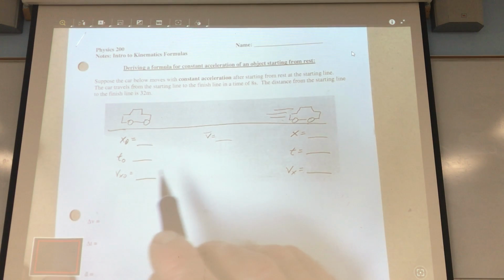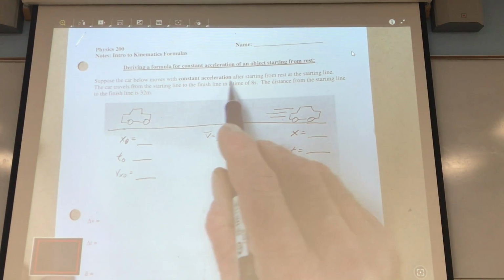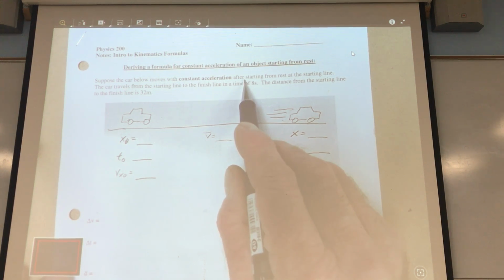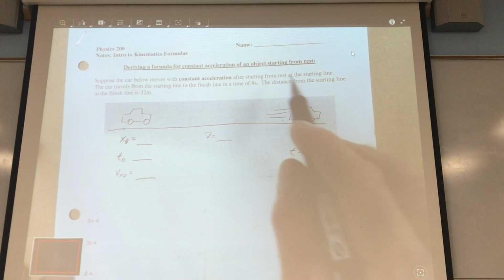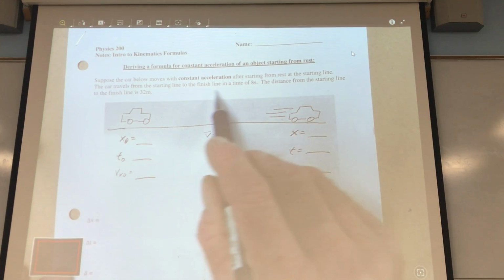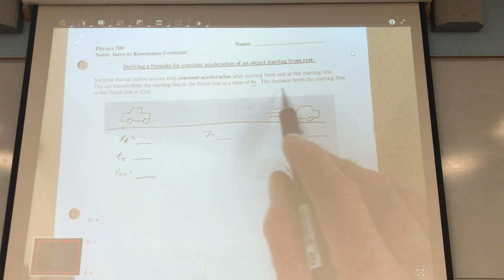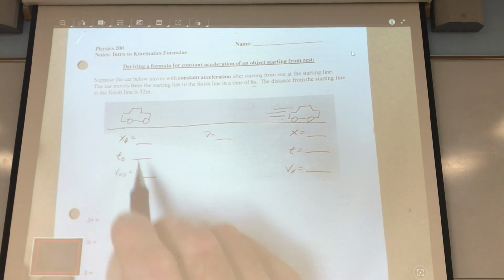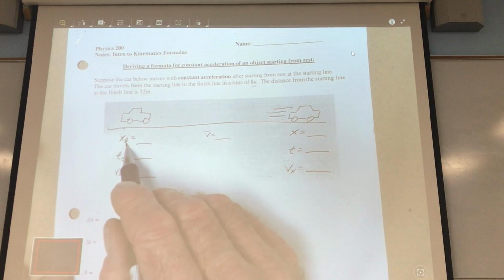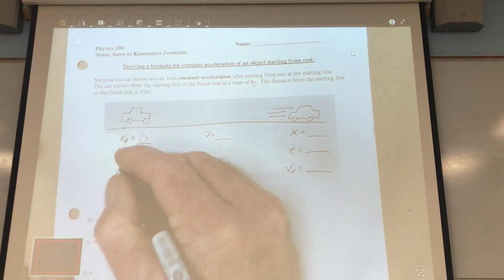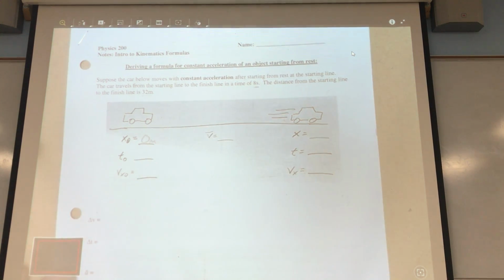So it says, suppose the car moves with constant acceleration. Just about everything we do in here is going to be constant acceleration, including zero acceleration, but we won't have changing acceleration. Starting from rest at the starting line, the car travels from the starting line to the finish in a time of 8 seconds. The distance from the starting line to the finish line is 32 meters. So filling stuff in, guess what x sub 0 is supposed to be? 0 what? Meters. So x is position, x0 is the starting position.